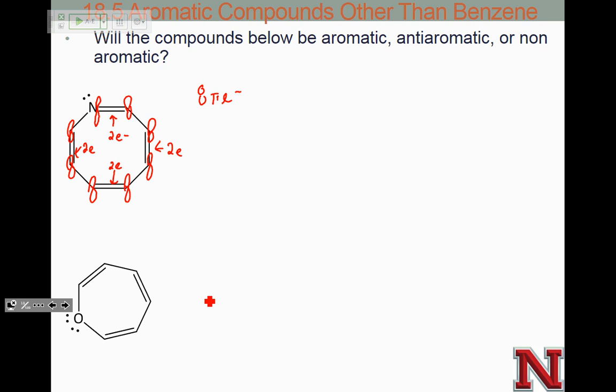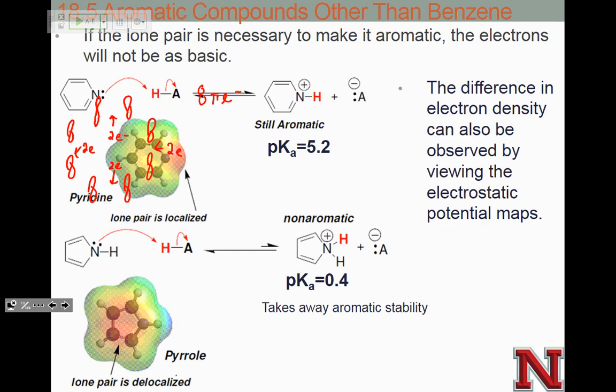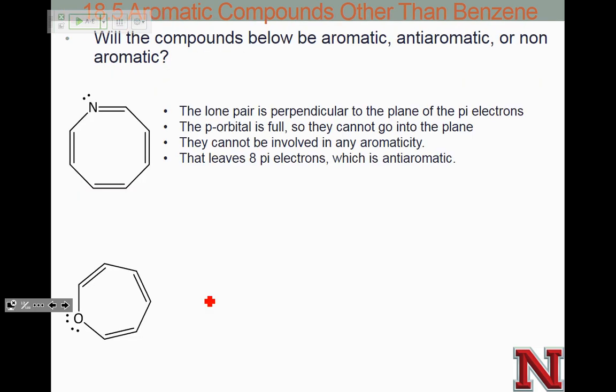8 pi electrons is an even number of electron systems, so this would be anti-aromatic, unless the compound could bend out of plane and be non-aromatic, which would be hard for you to predict. So if I gave you an example like this and said this compound is non-aromatic, and asked you to explain that, you would explain that it's not anti-aromatic because it bends out of plane. But I won't ask you to predict that.